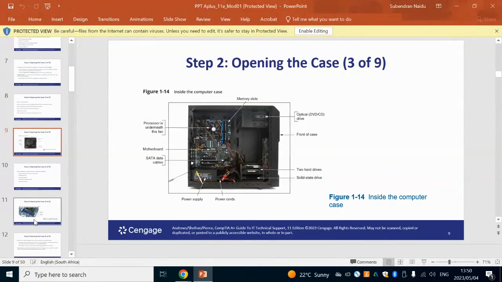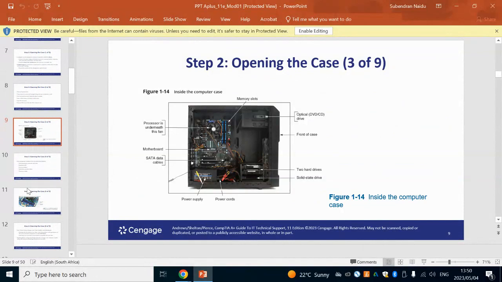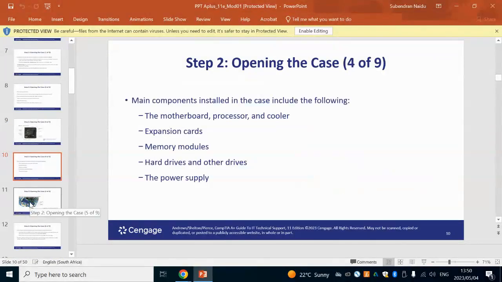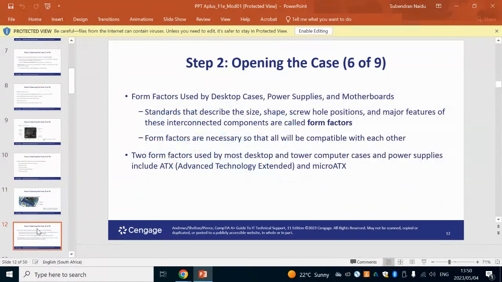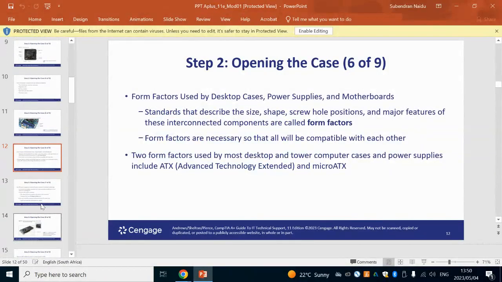Opening of the case. What do I need to be aware of and where are the different components found? Expansion cards, memory modules, hard drives, power supply, motherboard, and processor. Looking inside the PC, that's what it looks like. That's where I'm going to put the RAM. Opening the case, form factors. Form factors are the size, shape, and layout of the motherboard, and it fits in different types of cases as well. So the motherboard needs to be able to be mounted into a specific type of case. So you'll need to check that.